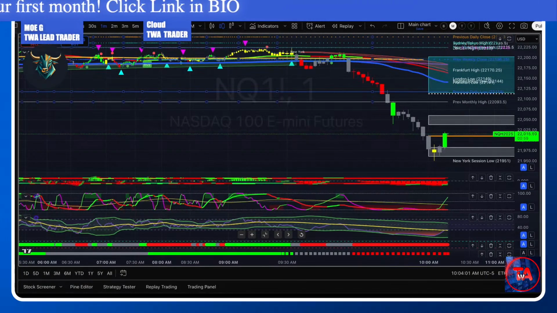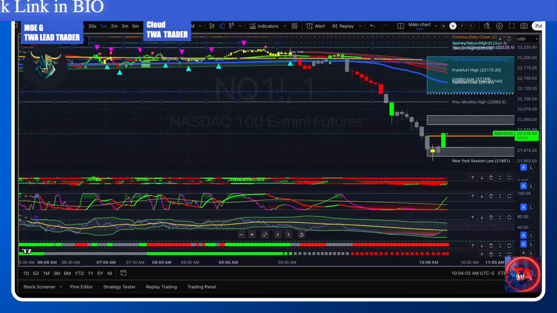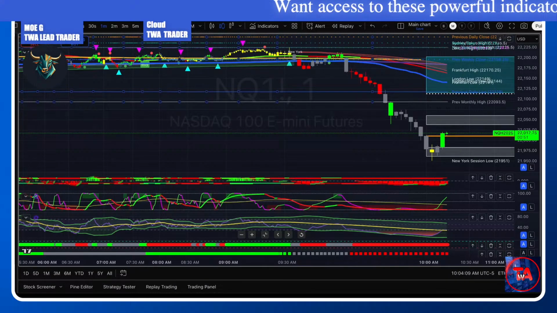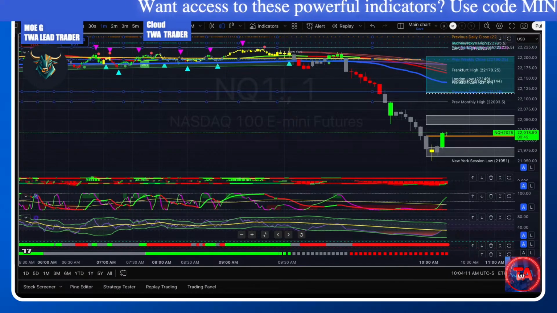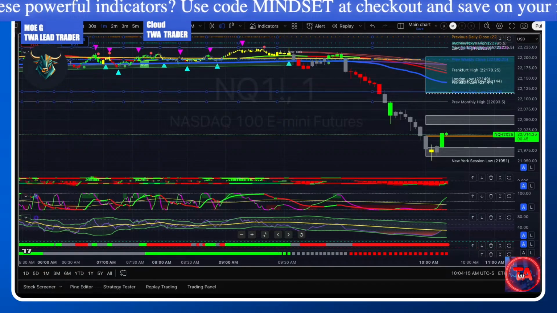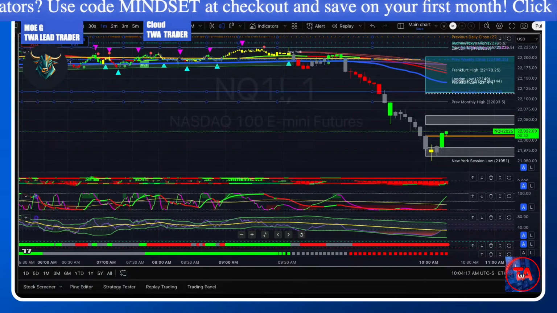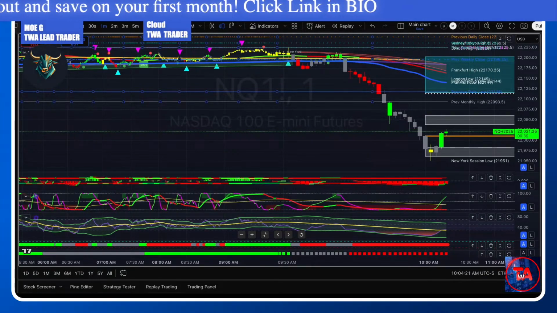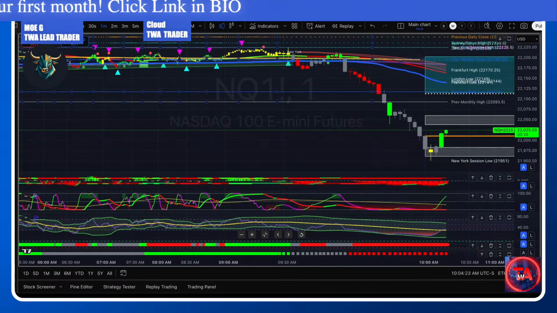I missed my ideal entry because my phone rang, but I was able to get in before it turned into a breakout, just when it rejected off of the really cheap box. Man, that was nice. Holy cow. I just smacked.